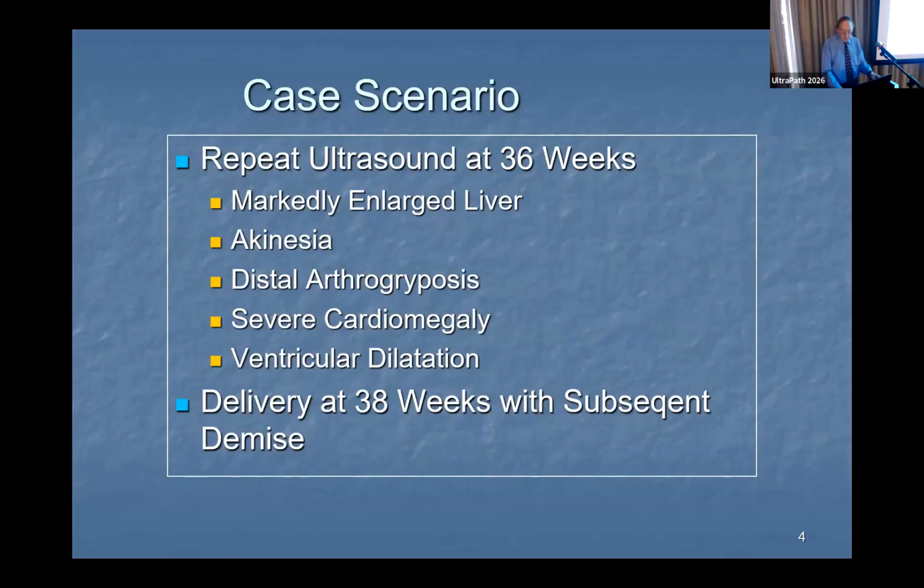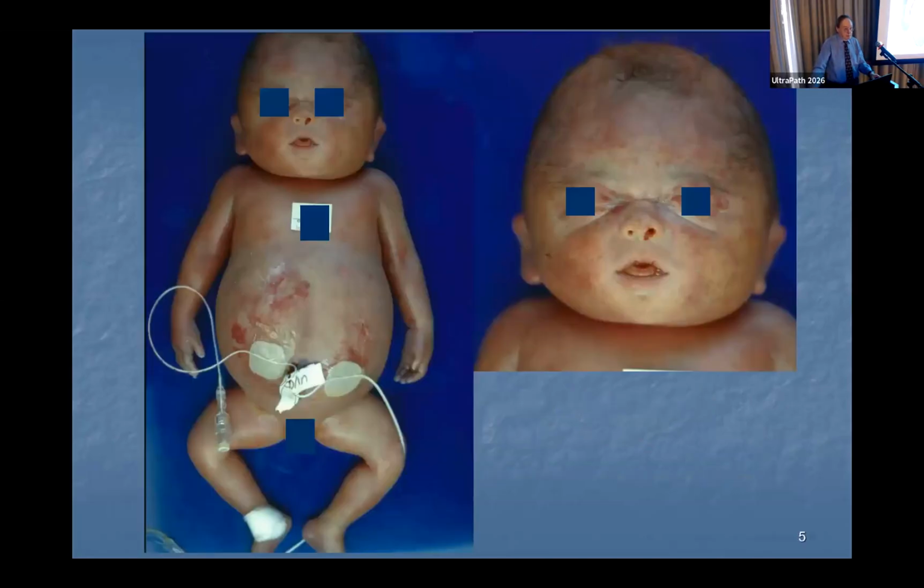So I'm going to show you a picture actually of the child at autopsy. And this is what the child looked like. The child survived for a short period of time, but you can see the amount of edema that was present here, the upturned nose, which goes along with the oligohydramnios, and also the distended abdomen that you can see here in particular.